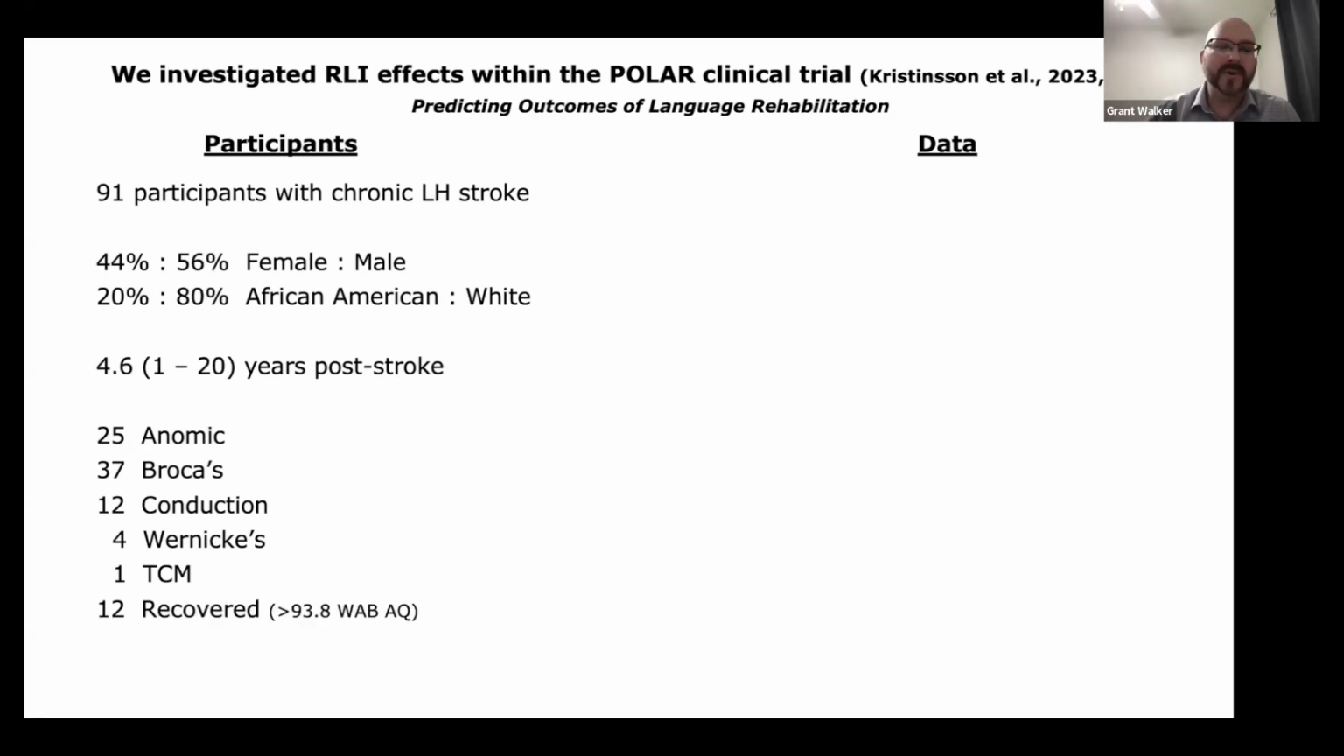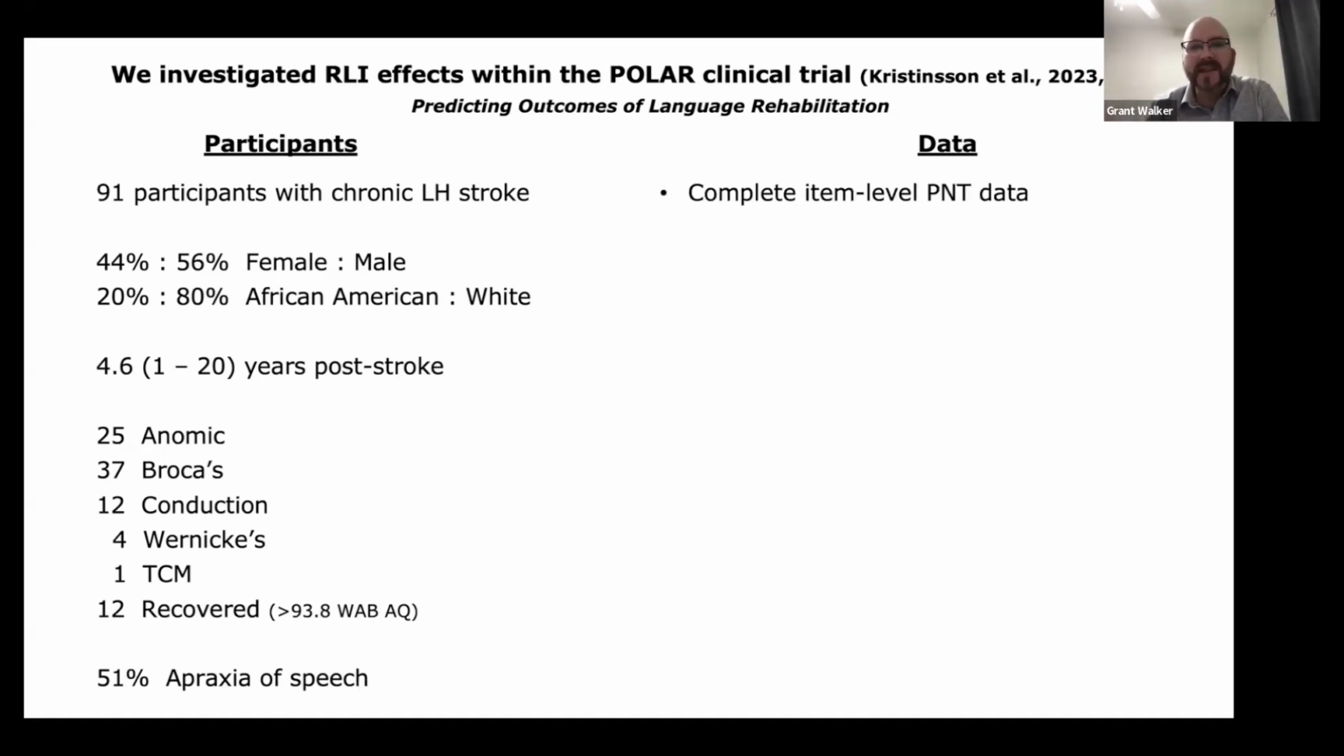We also include 12 folks who were recovered. They had left hemisphere strokes and some complaints of language problems, but their WAB score was high enough to not qualify as having aphasia. That being said, there are other studies showing that these folks do show impairments when you push on their language abilities. So we wanted to see if these abilities might show up in our new test. And as I mentioned, it's a pretty high proportion of folks with apraxia of speech here, lots of frontal damage.